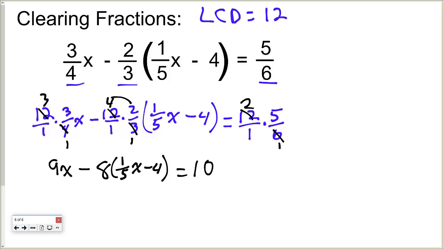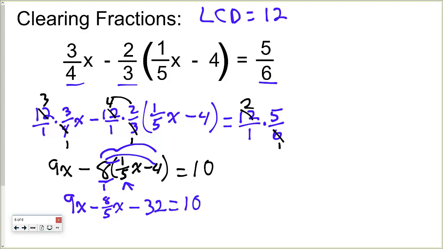And now before I reduce or clear the fraction that's inside, I want to distribute the 8 here. So I'm going to go ahead and distribute that. So 9x minus, now this is 8 over 1, which when I multiply straight across will give me 8/5 x. Minus, and then of course the 8 times the 4 will give us 32. And the right hand side is still 10.